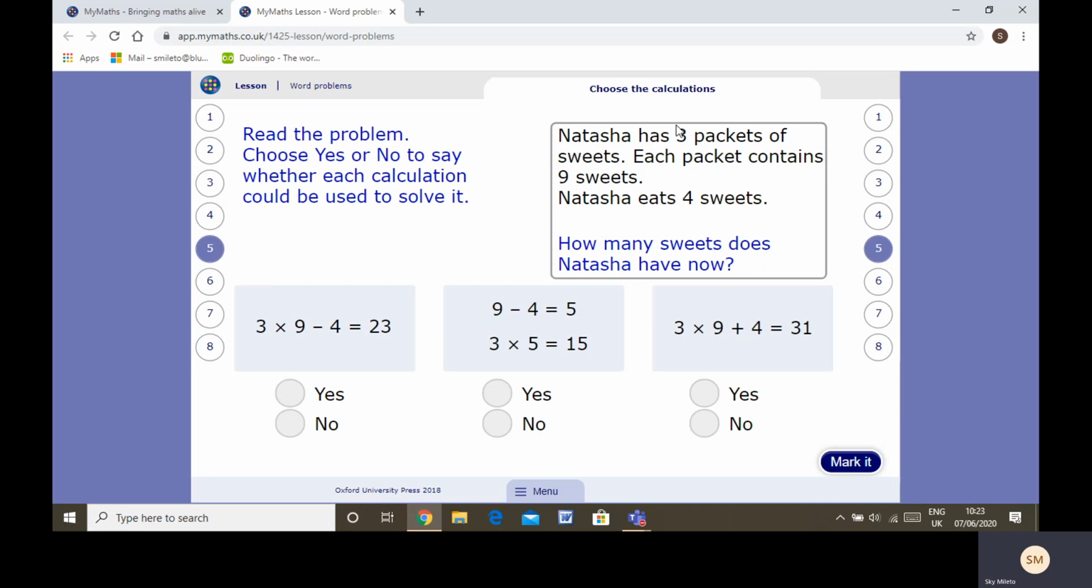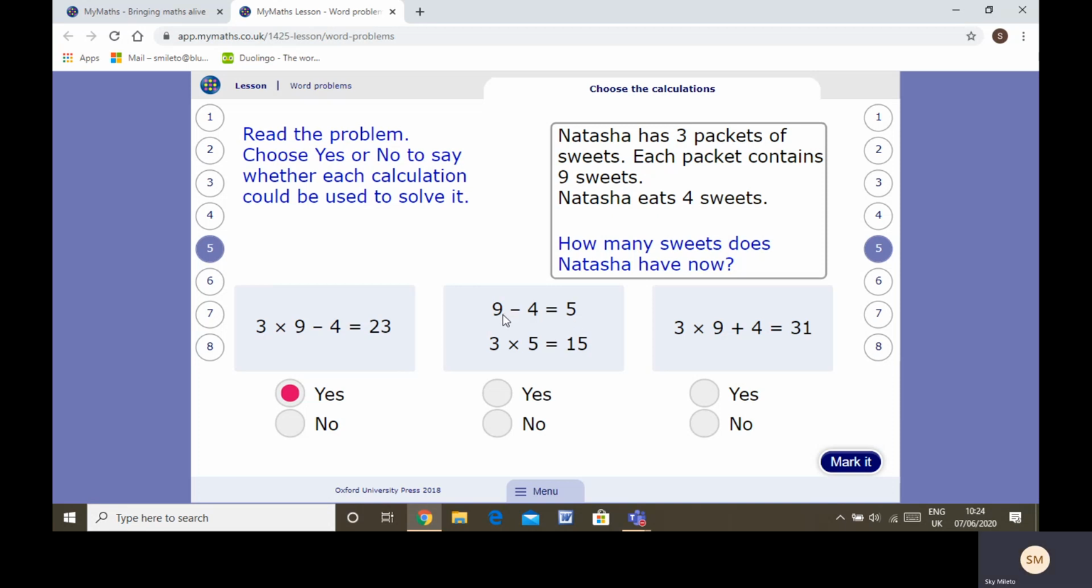So I know she has 3 packs, and in each pack there are 9 sweets. So I know that I need to do 3 times 9. And then she eats 4, so I would subtract 4 from the answer. This one says 3 times 9 subtract 4. So that's the way I was doing it. So yes.